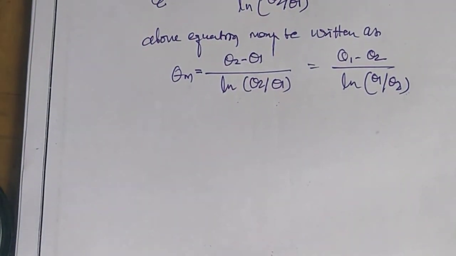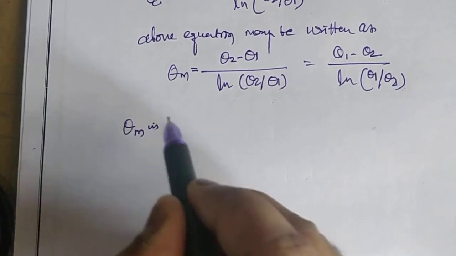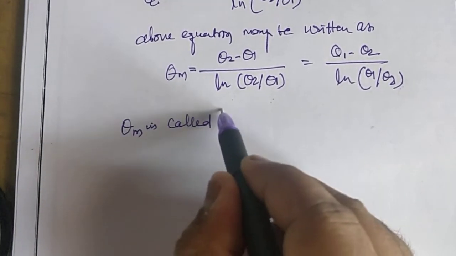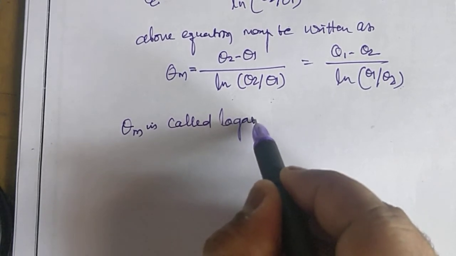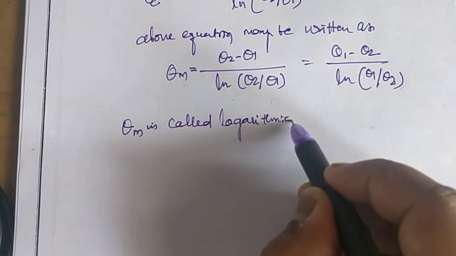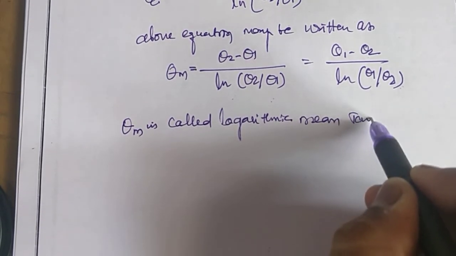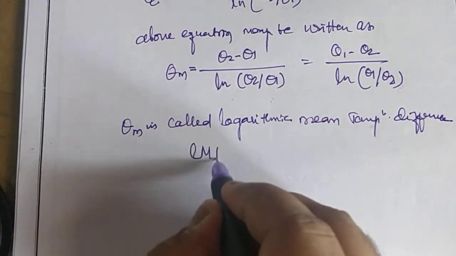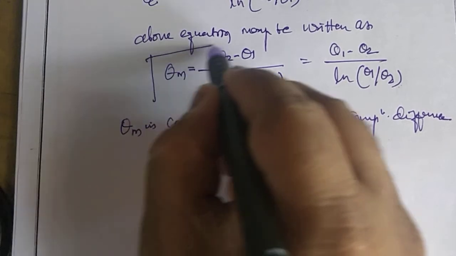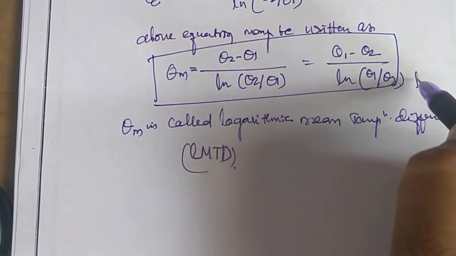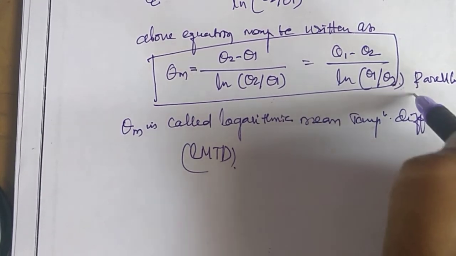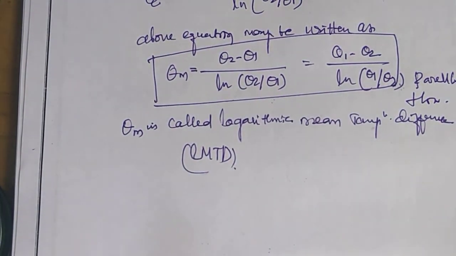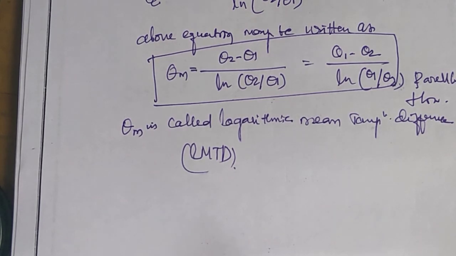Okay, so where theta m is called the logarithmic mean temperature difference, LMTD. So this is the desired equation for parallel flow. Okay, this may be asked for 10 marks or 8 marks in the main examination. I hope you students understand this derivation. Thank you for watching this video.